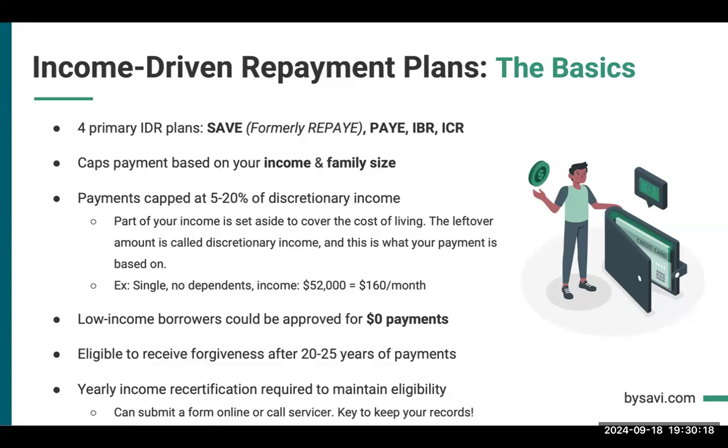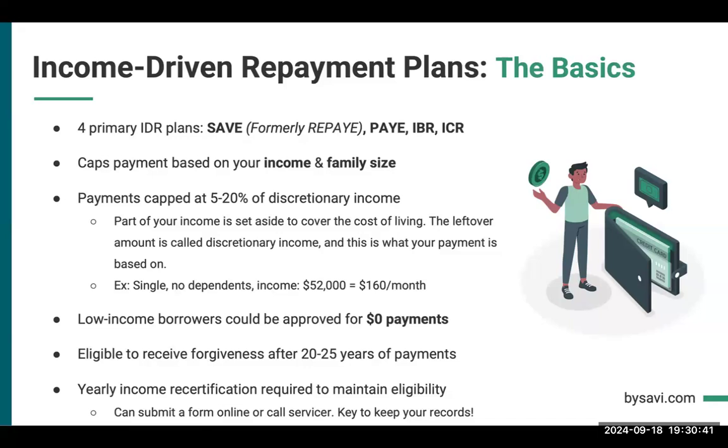Another element that factors in here is your tax filing status, okay? So if you file your taxes as a single, it's going to look just at your income. If you are married filing jointly, it's going to look at your joint income. If you are married filing separately, it will look at just your income. Okay, so your tax filing status here does matter.